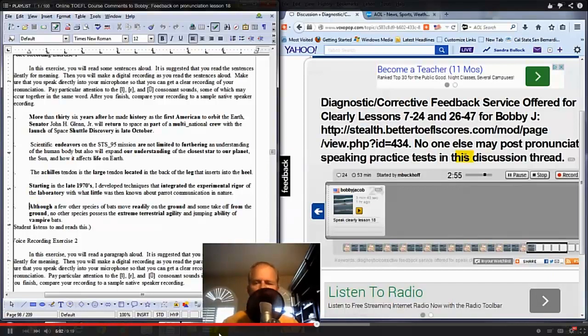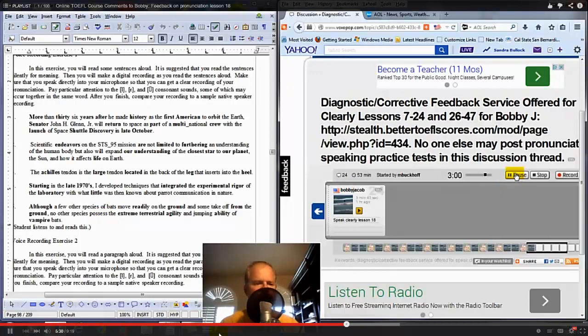No, it's "some take." There's no S there because it means some bats. So, and some take off from the ground. No other species possess, not possesses. You see that? This is actually plural, so this should be plural. So you don't say possesses, it's no other species possess.